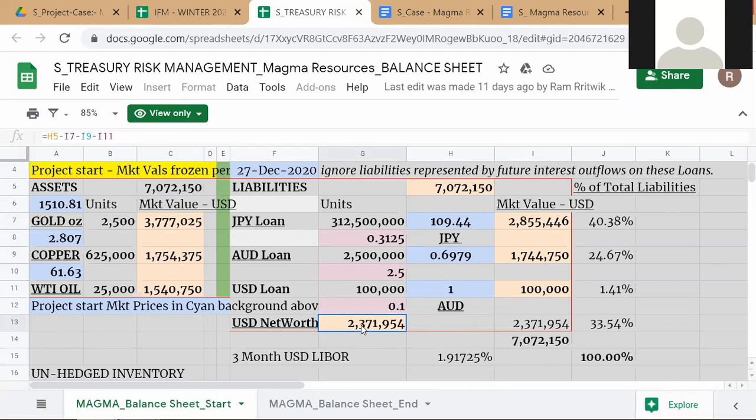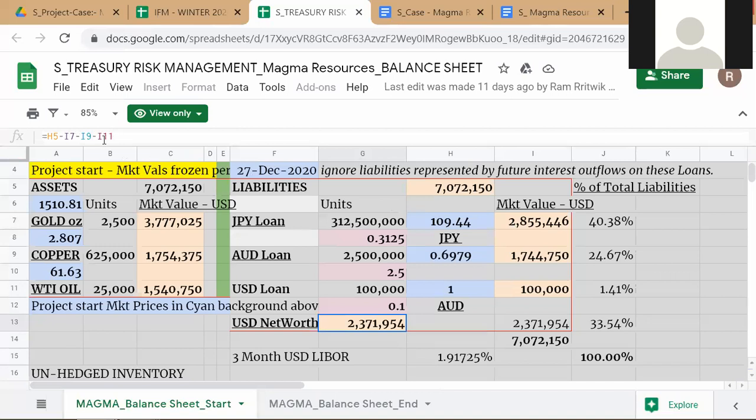weak spots here. You take the total assets. Okay, the total liabilities must equal the total assets. And what is the net worth? The net worth is nothing but total liabilities, that is H5, minus I7, I9, I11. What is I7? I7 is here, market value of the yen loan.